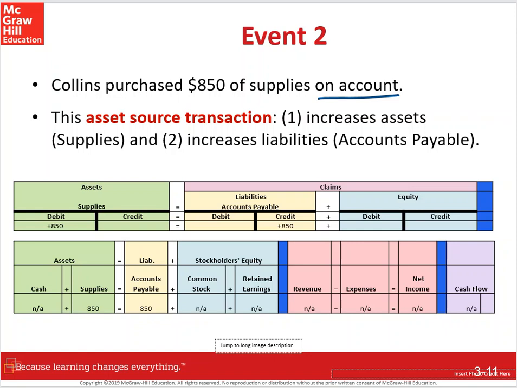So we've got supplies, the asset, going up with a debit. And then our liability account, accounts payable, going up with a credit. So we debit supplies, credit accounts payable. And in accounting equation format, we see 850 under supplies equals 850 under accounts payable.